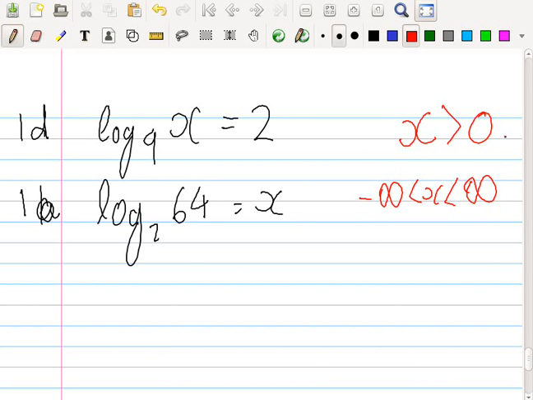And I'll say it again. If it's in the base, it must be, or should be, usually positive. The argument should be positive. But the answer could really be anything. Okay? Now, let's have a look at 2.